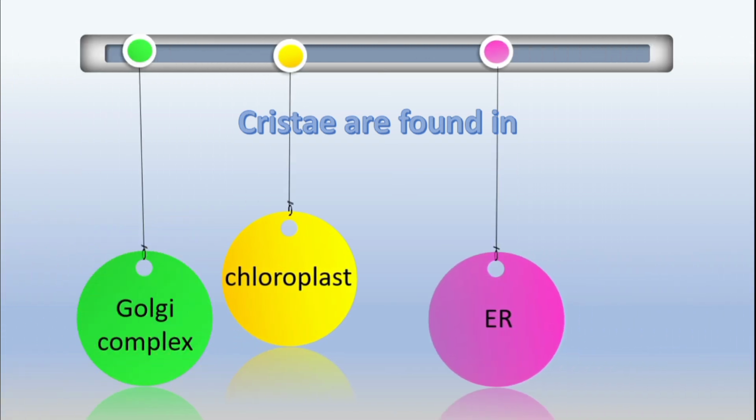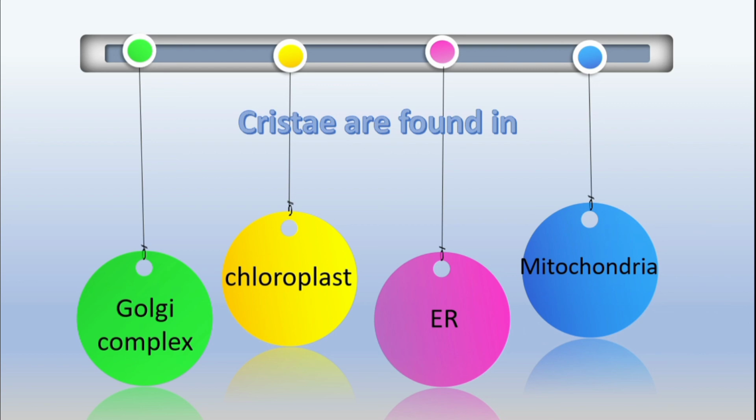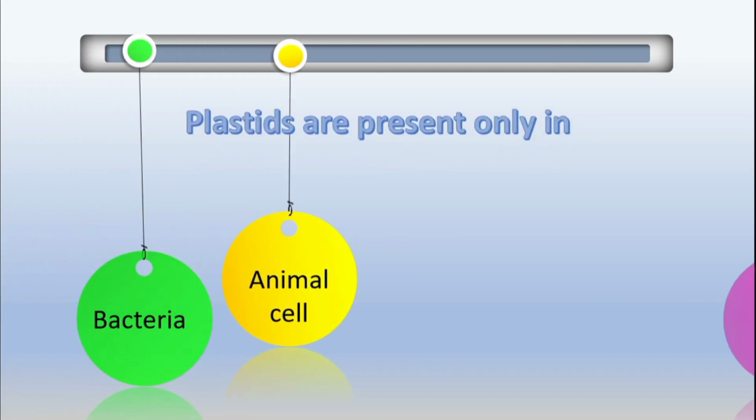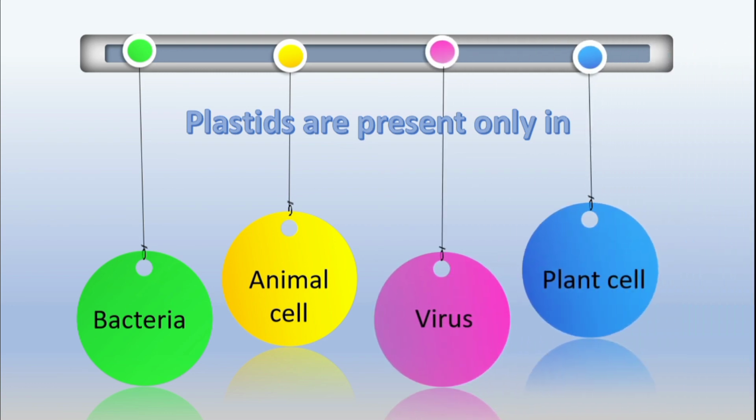Cristae are found in Golgi complex, chloroplast, endoplasmic reticulum or mitochondria. Cristae are the enfoldings of the inner membrane of the mitochondria. They help in increasing the surface area of the mitochondria so more cellular respiration takes place and more ATP is produced as a result. Plastids are present only in bacteria, animal cells, viruses or plant cells. Plastids are double membrane organelles that are responsible for photosynthesis and they are present only in plant cells. So the right answer is plant cell.